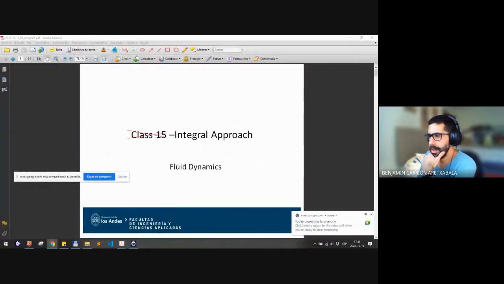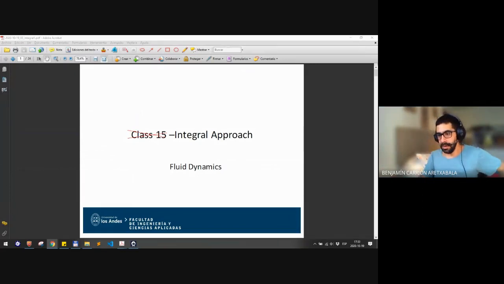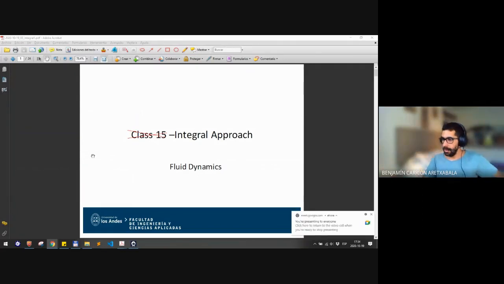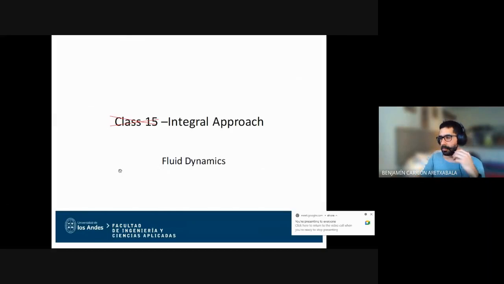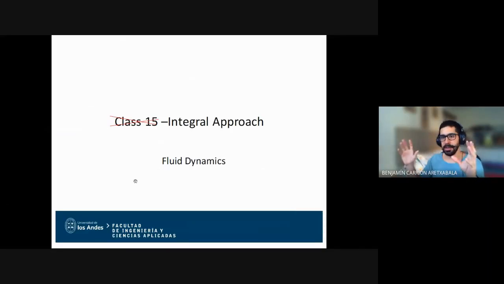Okay, let's start with the integral approach. This is unit 5 in our plan, and basically we just saw the mathematical approach of very, very small infinitesimal volumes, the differential approach, we call this. And now we're going to get into the integral approach, which is basically saying when you evaluate a system as a whole and not only just one particle moving through the system.